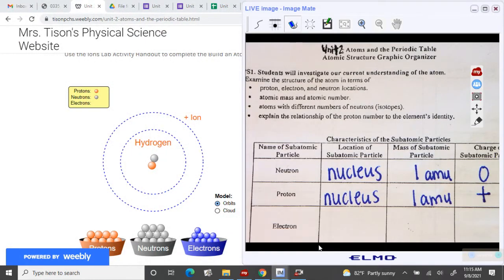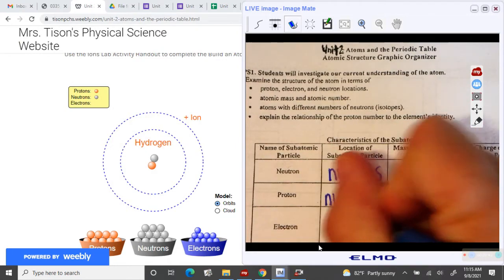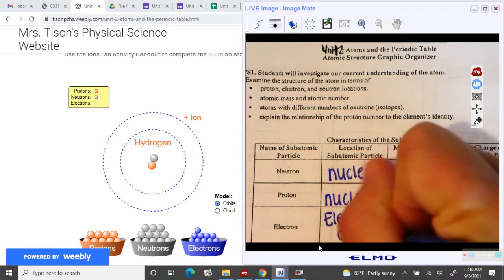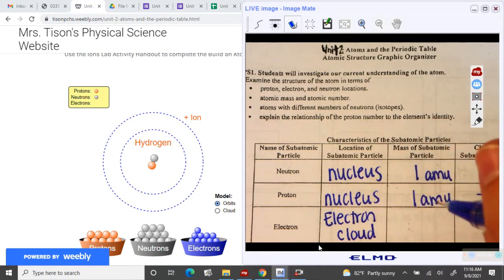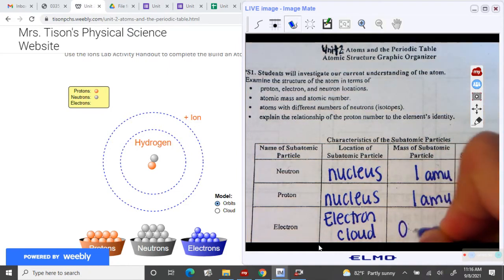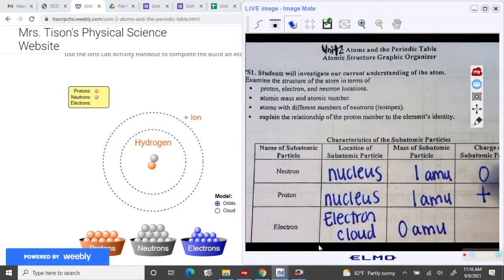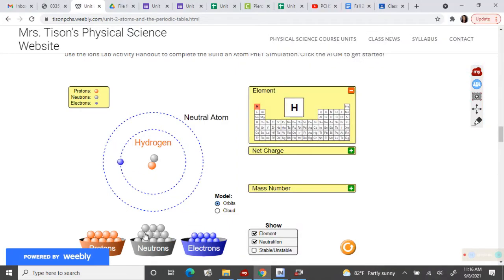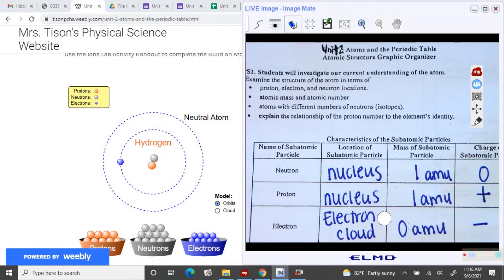All right, the last particle is the electron, and it is not in the nucleus, it's in the electron cloud. Electrons are so tiny and so fast, they don't weigh anything, so we give them no weight, and they have a negative charge. Okay, so if I drag my electron to the outside, I have one electron. My electrons are negative, my protons are positive, and my neutrons are neutral. So now I have a positive and a negative, one of each. So I am neutral.